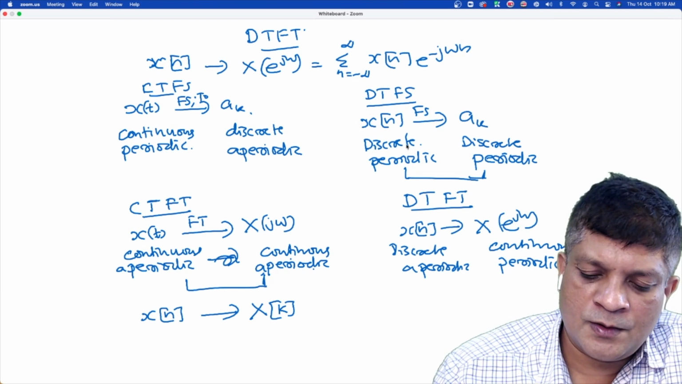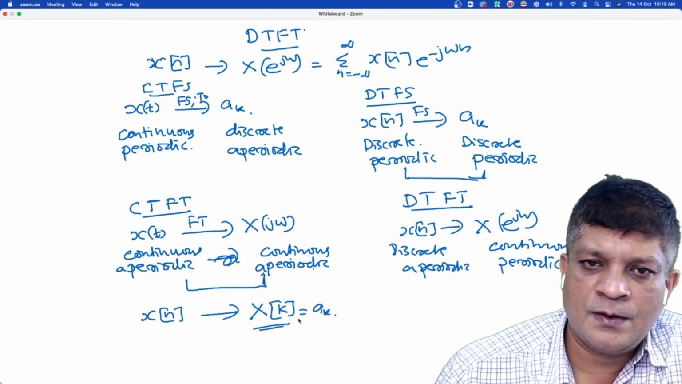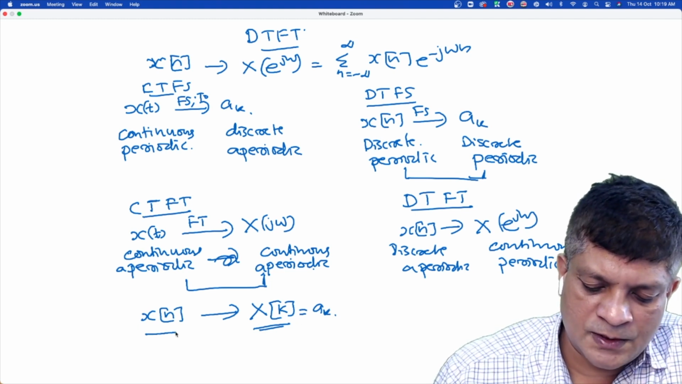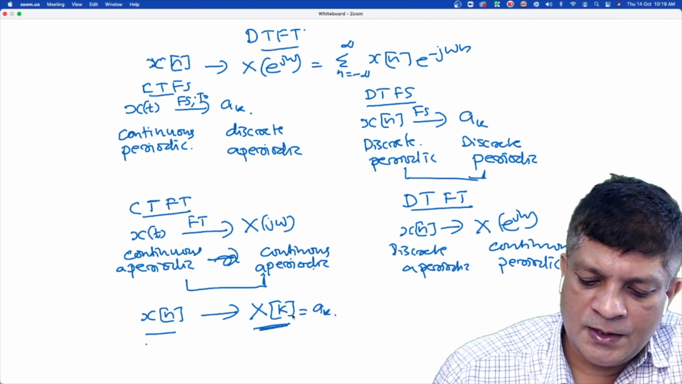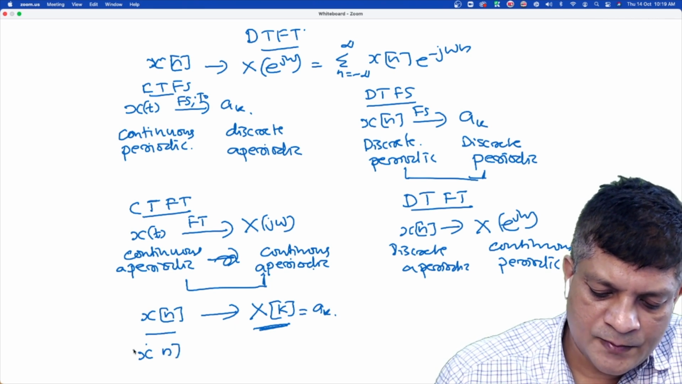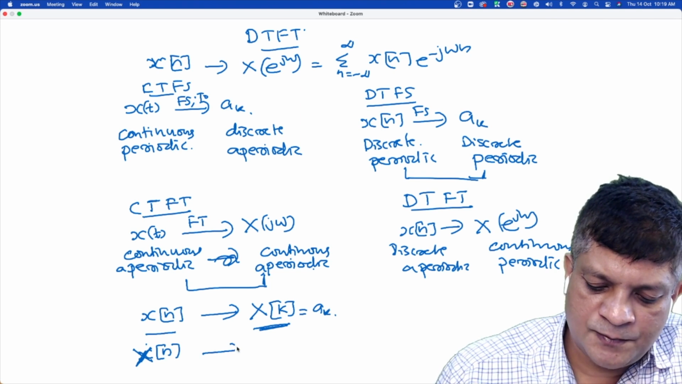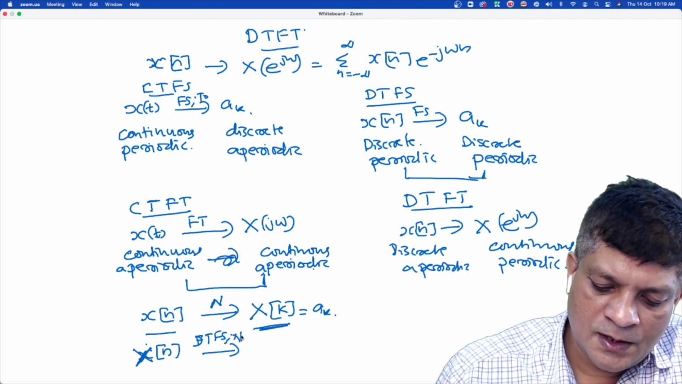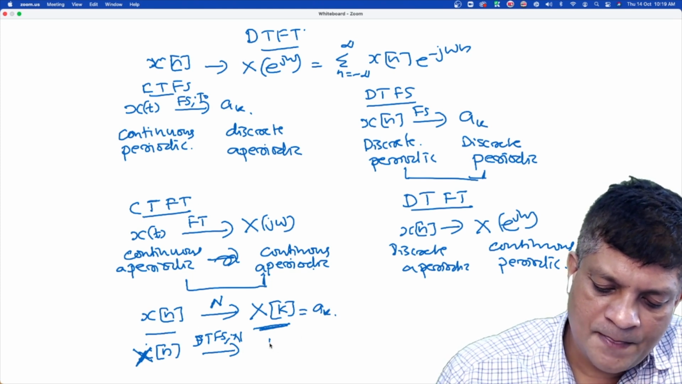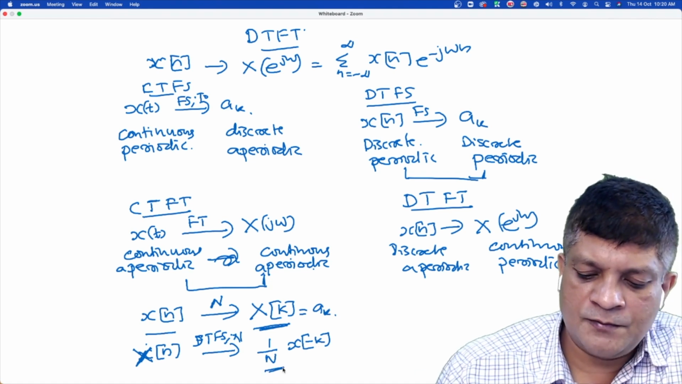For describing the duality property, it is convenient to use this notation where we denote the sequence as capital X[k]. Remember, this is one discrete sequence and this is another discrete sequence. Now, if we have a signal in the time domain having this shape, that is capital X[n], then its discrete time Fourier series, with respect to some period N, will also be periodic with the same period N, and its Fourier series coefficients are given by 1 by N times x of minus k. There is a flipping and a scaling factor 1 by N.